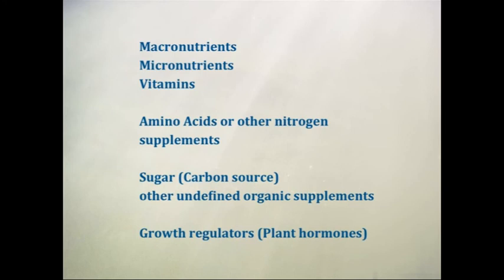The next part of the experimentation is media preparation. The culture media supply all the essential mineral ions required for in vitro growth and morphogenesis of plant tissues and are composed of a mixture of macronutrients, micronutrients, vitamins, amino acids or other nitrogen supplements, sugar or carbon source, other undefined organic supplements and growth regulators or plant hormones. Plant tissue culture media may be either solid or semi-solid or liquid medium. Solid or semi-solid medium contain solidifying agents or support systems like agar, while liquid medium lacks agar.